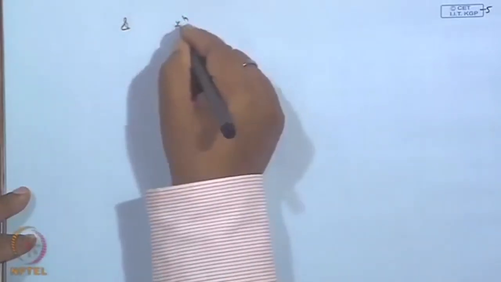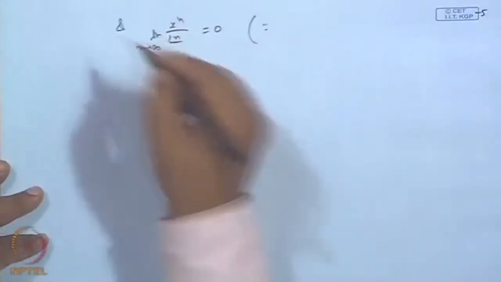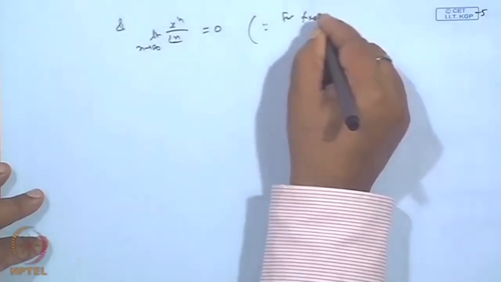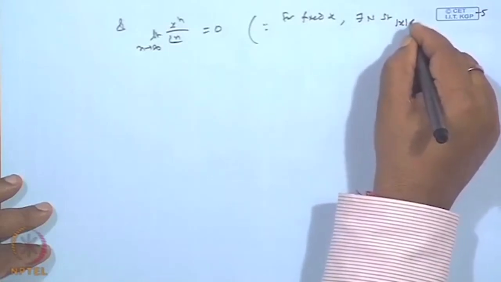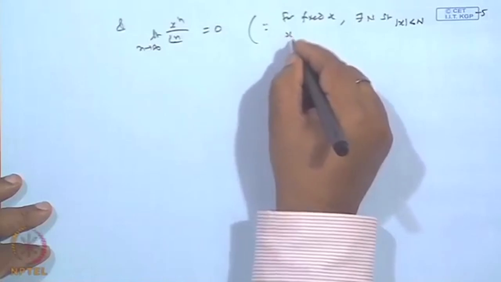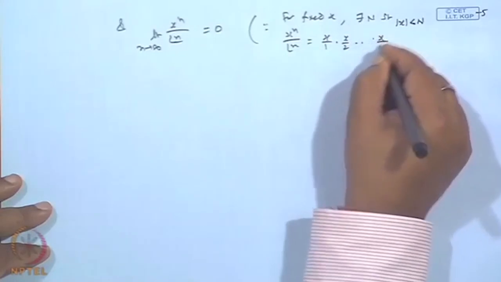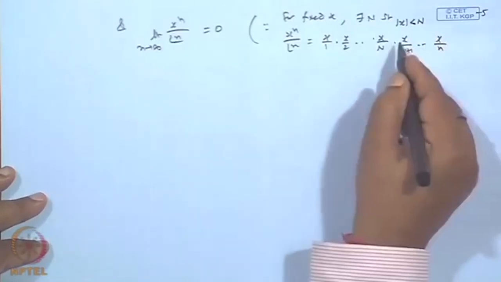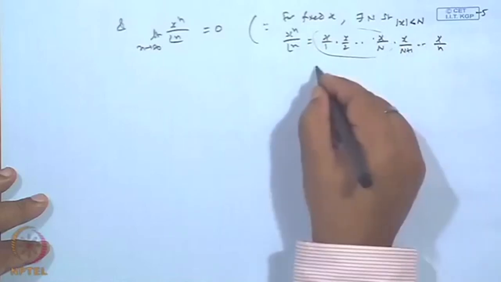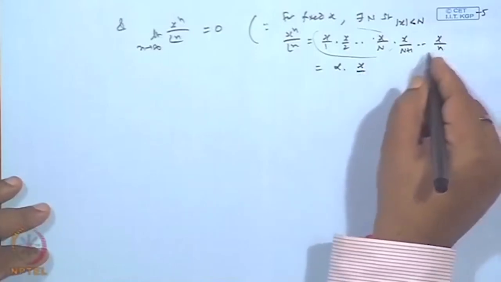And x to the power n by factorial n, the limit of this as n tends to infinity, will be 0. Why is it 0? Because for fixed x, we can find an N such that mod of x is less than N. So, we can write x to the power n over factorial n as x over 1, x over 2, up to x over N, and then x over N plus 1 up to x over n. So, these are finite values, and this is some alpha into x over N plus 1 and so on, and every term will be less than 1.